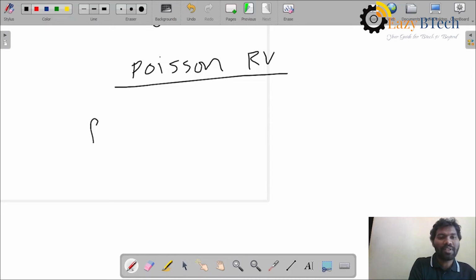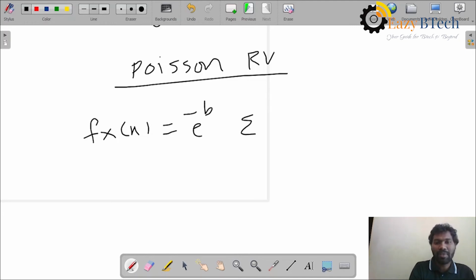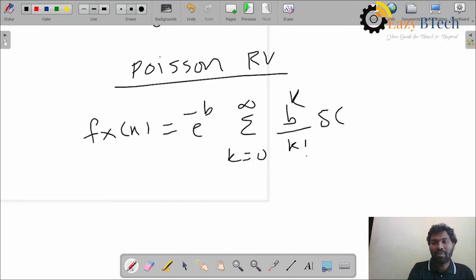So the density function of a Poisson random variable is given by e power minus b into summation k equal to 0 to infinity, b power k by k factorial into delta of x minus k.